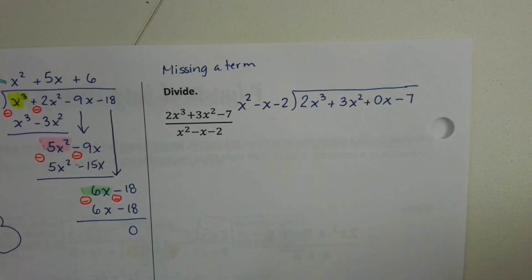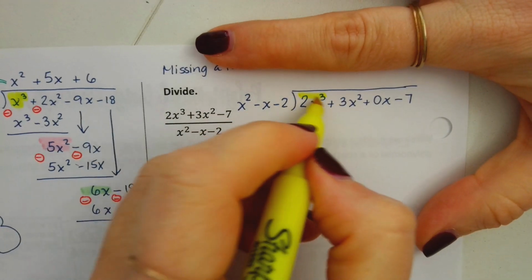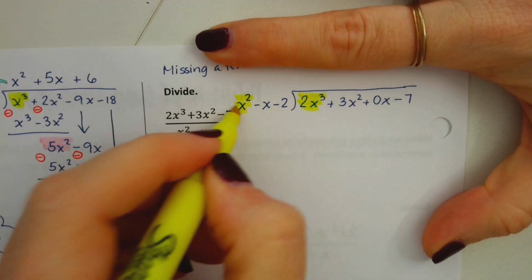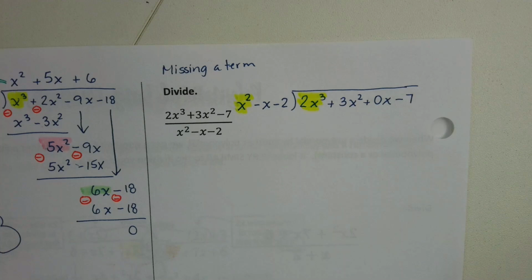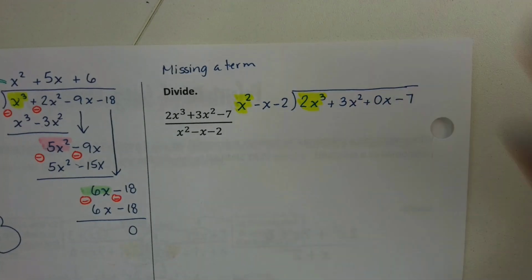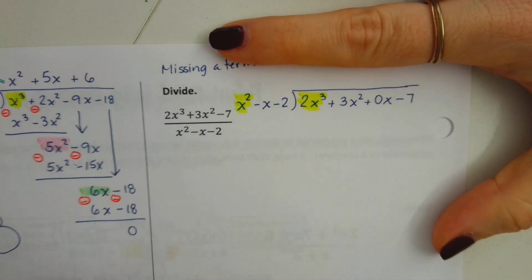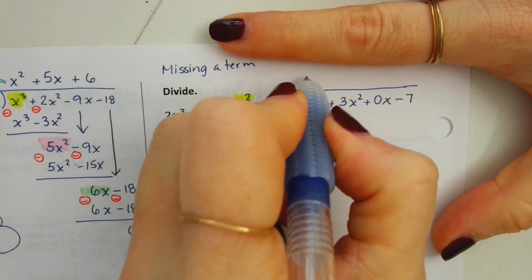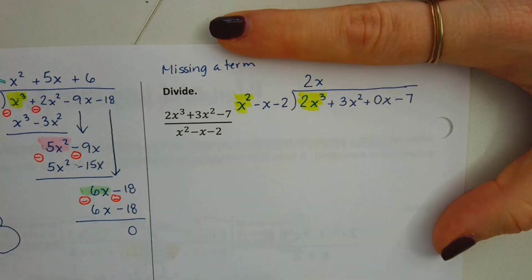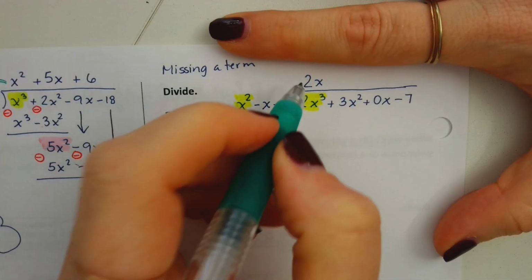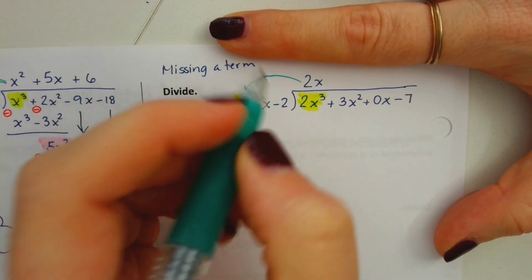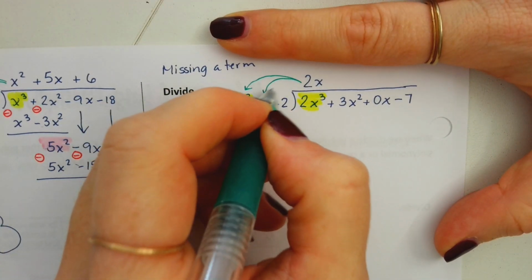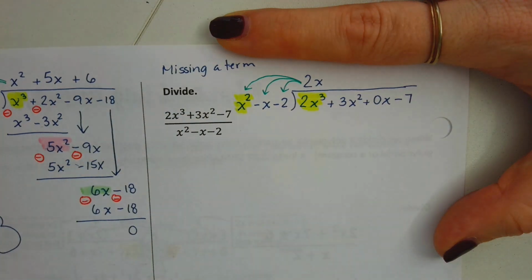Alright, we're looking at first term inside, 2x cubed, and the first term outside. What are we going to multiply x squared by to get it to be a 2x cubed? 2x, right. So we're going to take that 2x and put it on the top. Off the side, we have to distribute to all three of these. 2x times the first, the second, and the third.